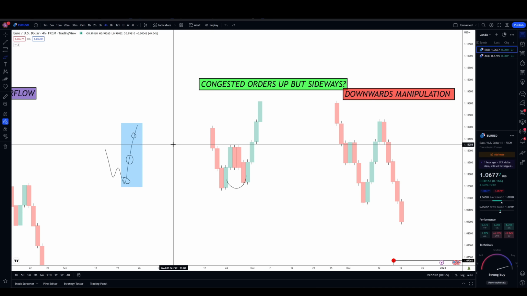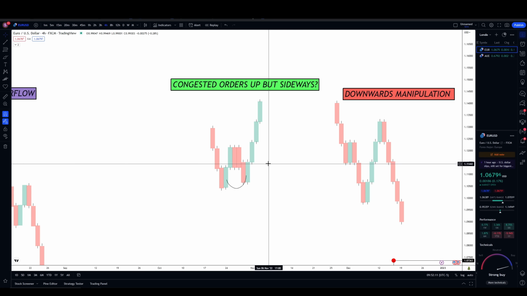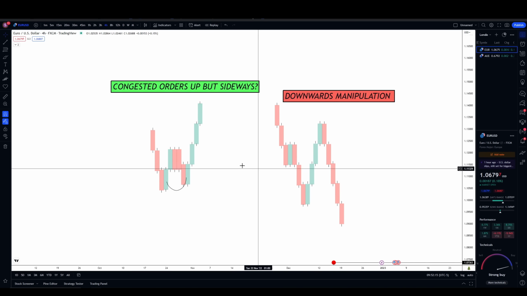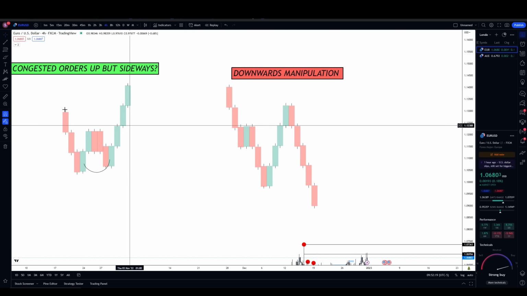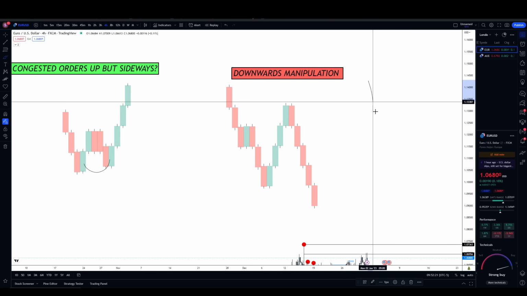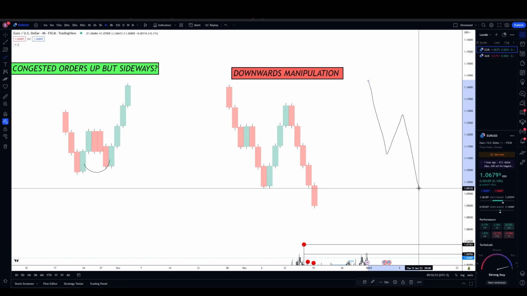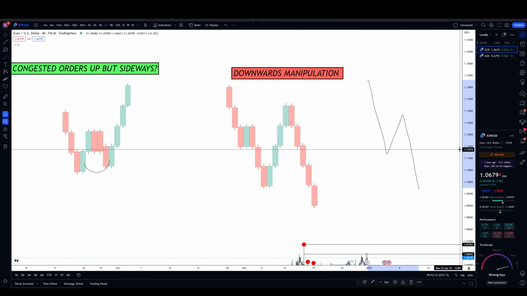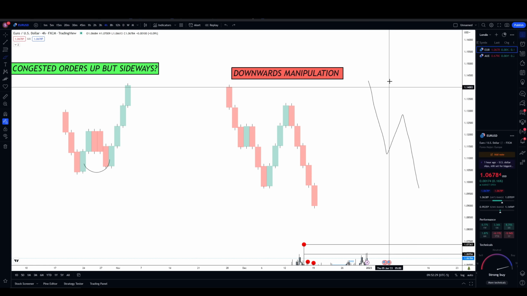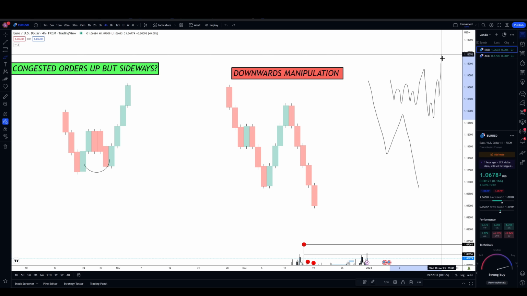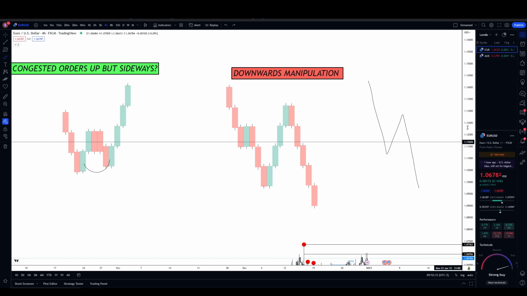So that's the congested order: up but sideways. The reason I say up but sideways is because we know that the market wants to go up, but before it goes up, we consolidate for a little bit. Now the downwards manipulation is similar but a little bit different. Once again, like I said before, within a downtrend, there's multiple styles, meaning that the market can trade like this, or like this, or like this. It could consolidate, go up and down. You see what I mean? So it could be different.